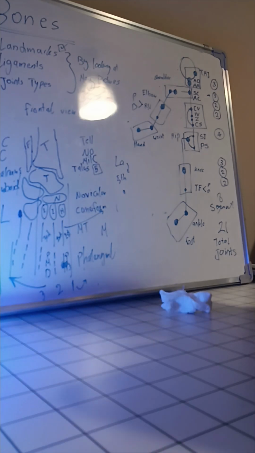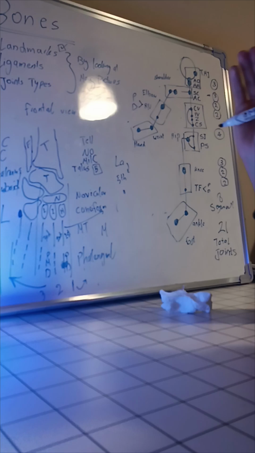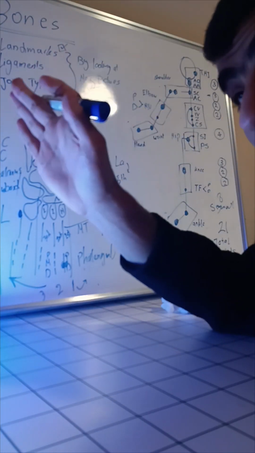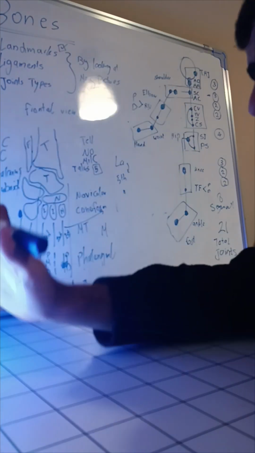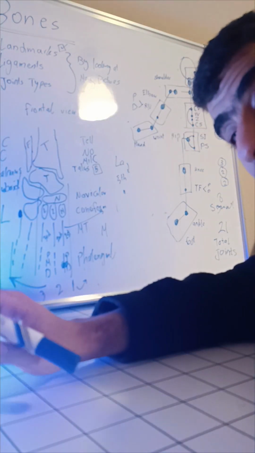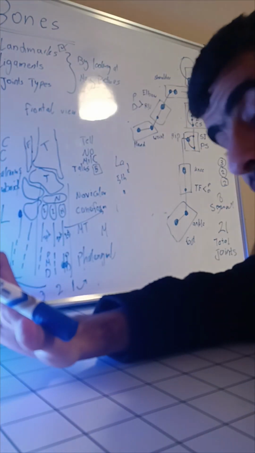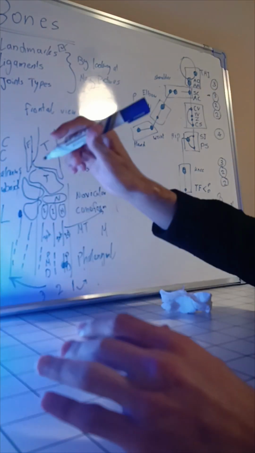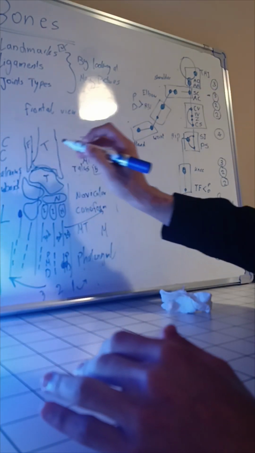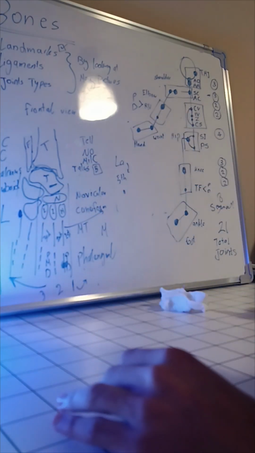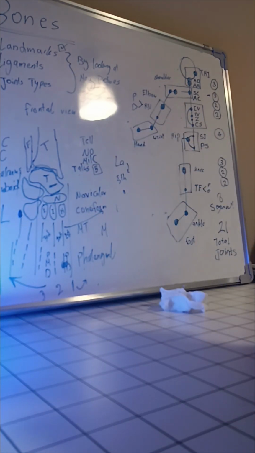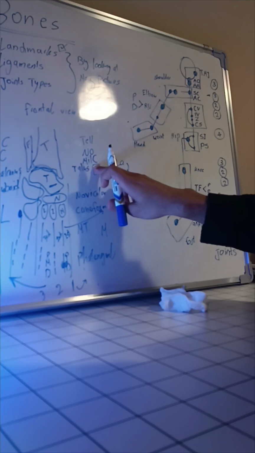So let's cover the tarsals again. The talus has landmarks. This is the trochlea, and the head and the neck, and also the posterior process. Let's make it four with the posterior process.